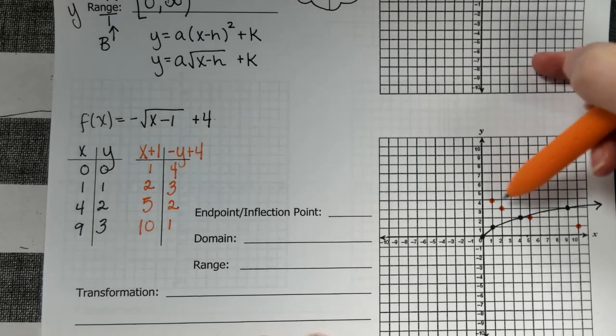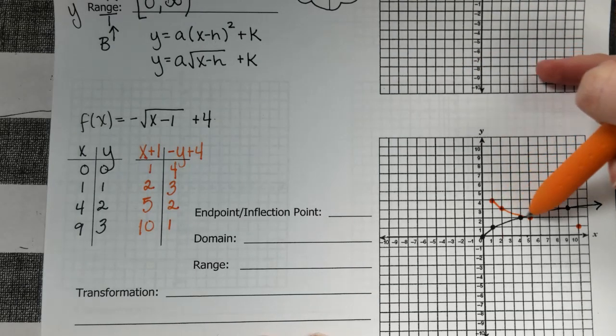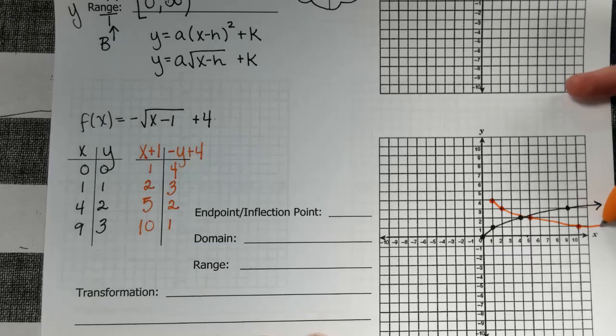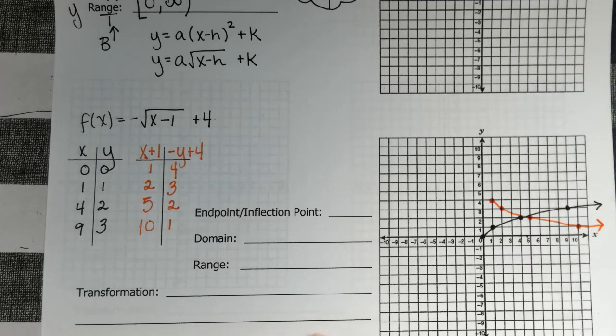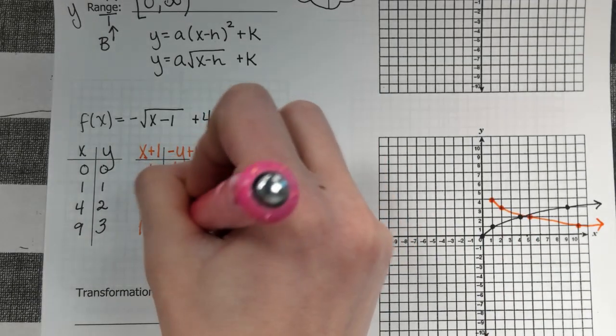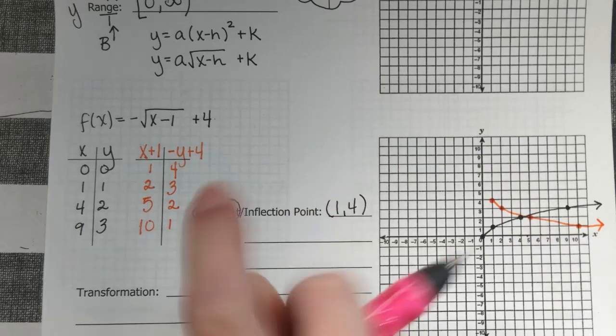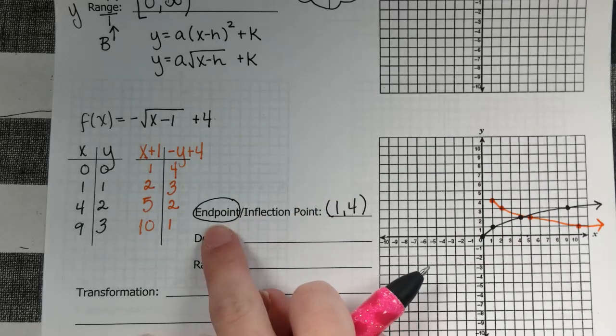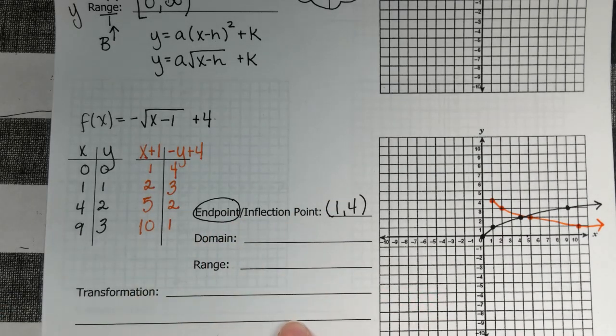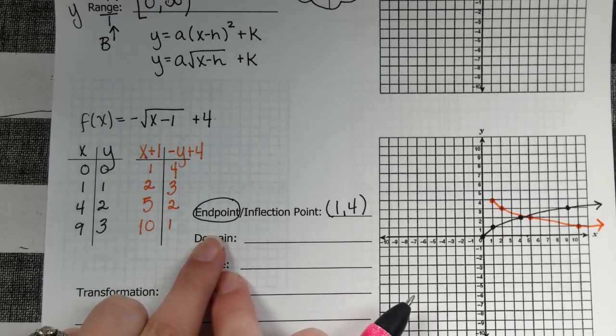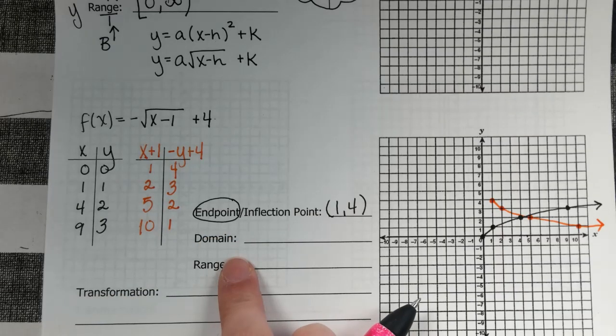Okay, now I start at (1, 4), and I'm going down with my arrow to the right. So where is my endpoint? (1, 4). Okay, so the reason you have endpoint / inflection point is because on your worksheet, this is what it looks like. I wanted you seeing what you get, but also you have to know with a square root, you have an endpoint. There's that restriction, okay?